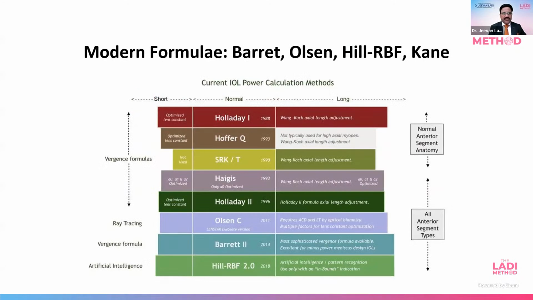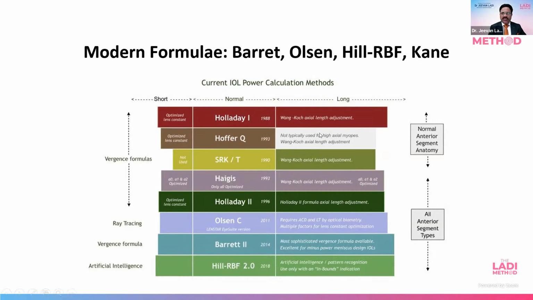So let's see here. This chart shows us Holladay, Hoffer Q, SRK/T, Haigis, which are third generation formulae. As you can see, unless you use the Wang-Koch formula, especially when the axial length increases in long eyes, you are not going to get accurate readings. Or if a patient is hyperopic, you need to optimize your lens constant. What does that mean? If you operate 15 to 20 hyperopic eyes or eyes with short eyeballs, then whatever readings you are getting post-operatively, that has to be optimized to get correct readings in further patients.